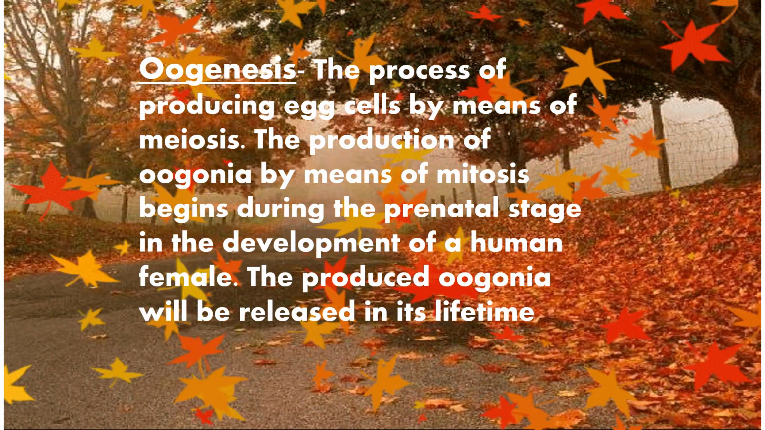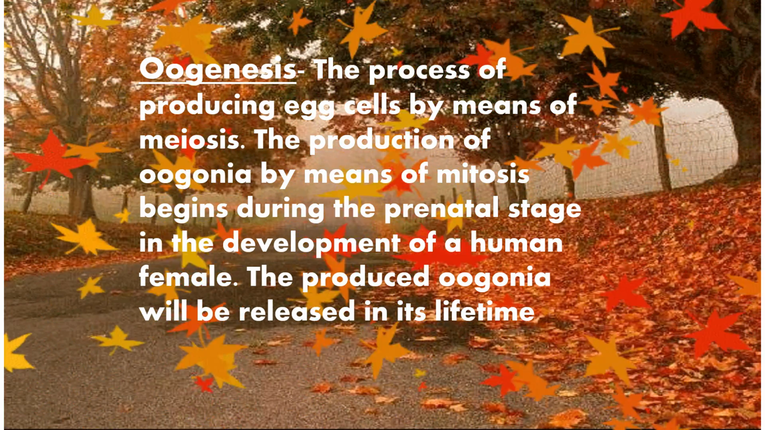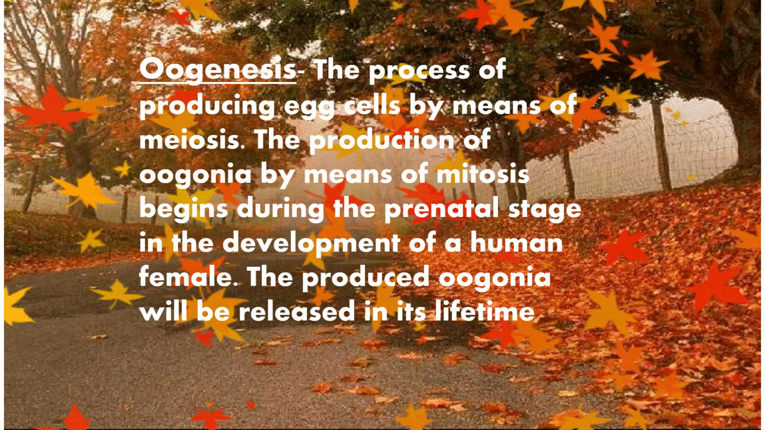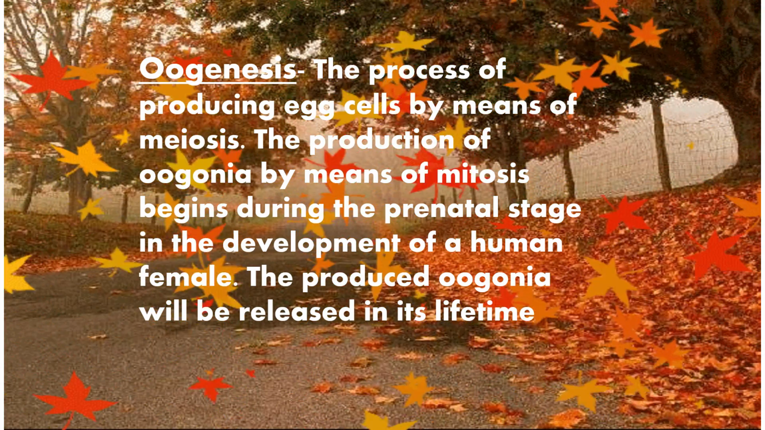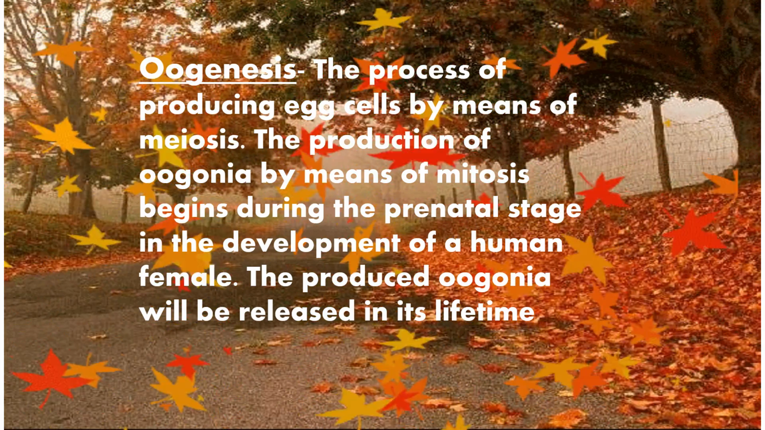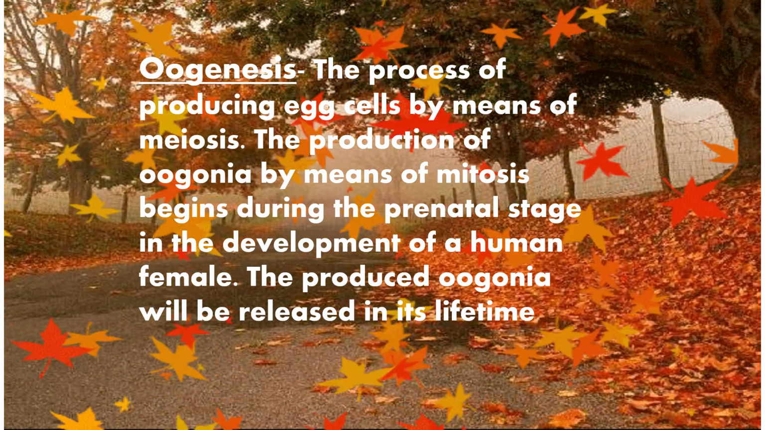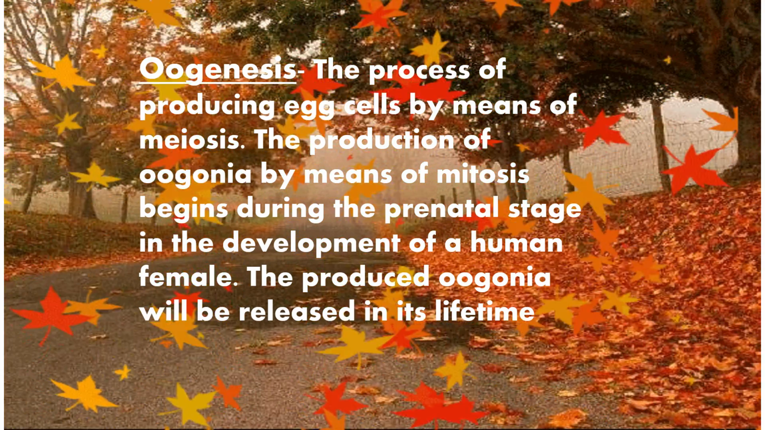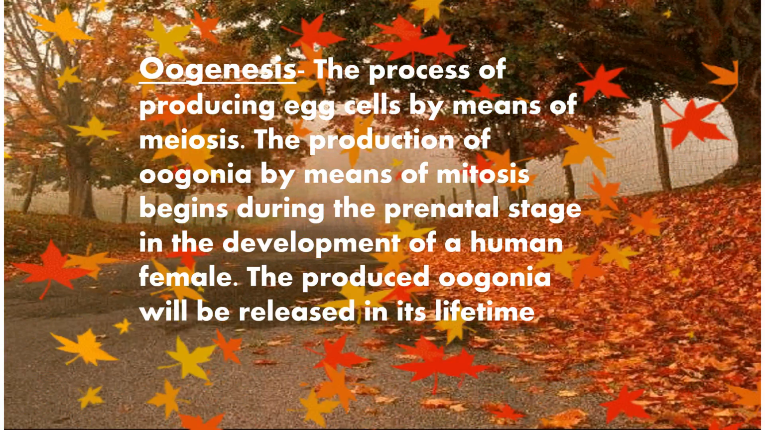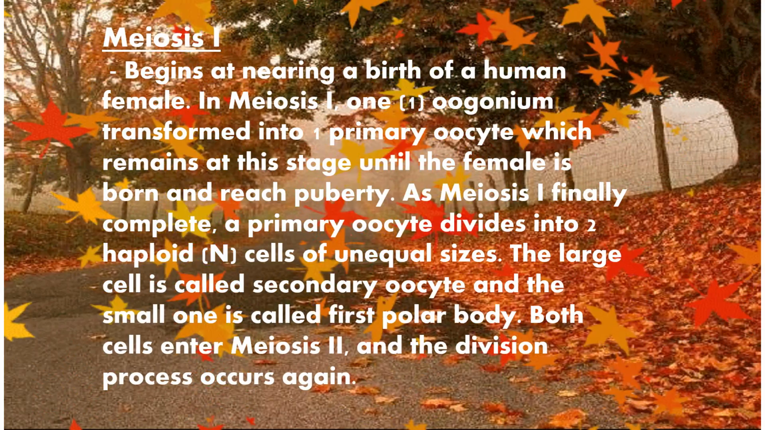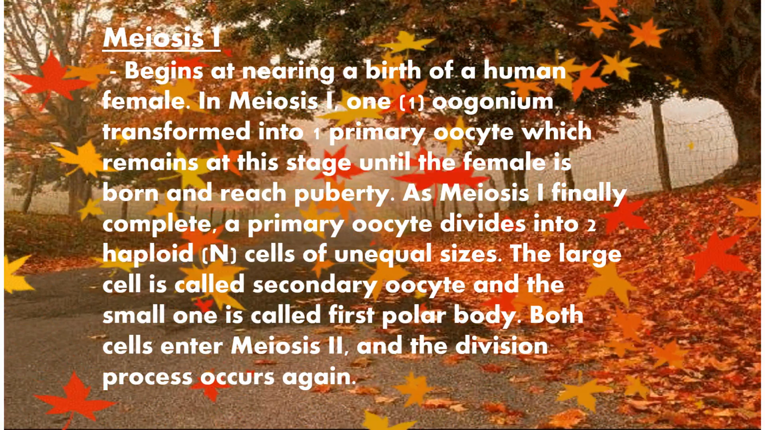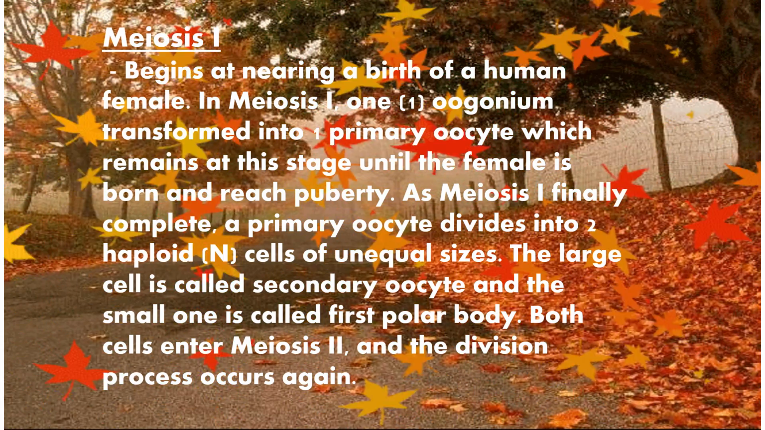Oogenesis, the process of producing egg cells by means of meiosis. The production of oogonia by means of mitosis begins during the prenatal stage in the development of a human female. The produced oogonia will be released in its lifetime. Again, meiosis 1 begins nearing the birth of a human female.